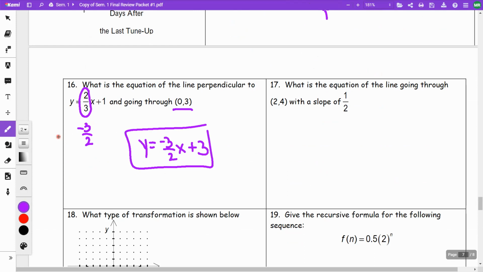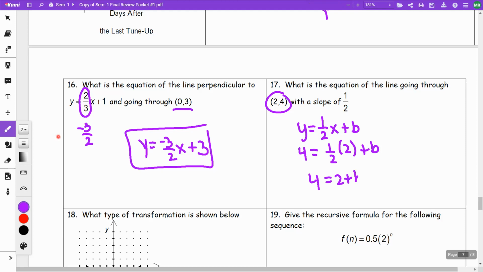Equation of the line going through the point. So y is equal to, my slope is 1/4 x plus my b. So I'm going to put in the 4 for my y, the 2 for my x. I get 4 is equal to 2 plus b. So b is equal to 2. So my equation is going to be y is equal to 1/2 x plus 2.